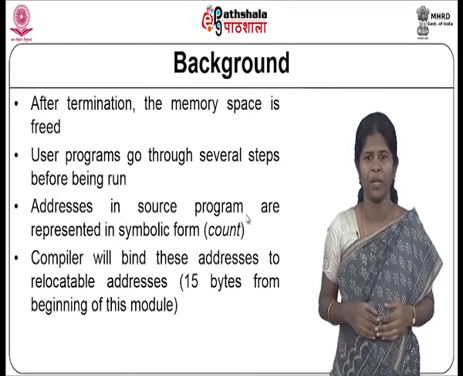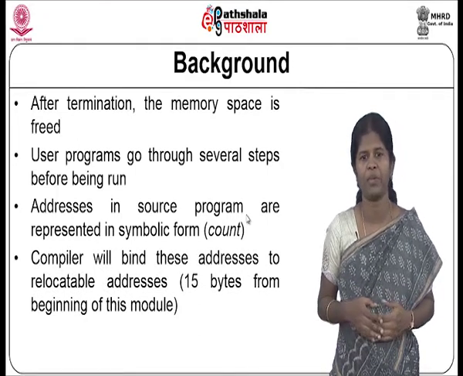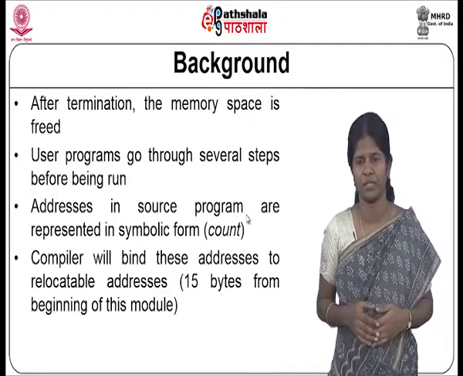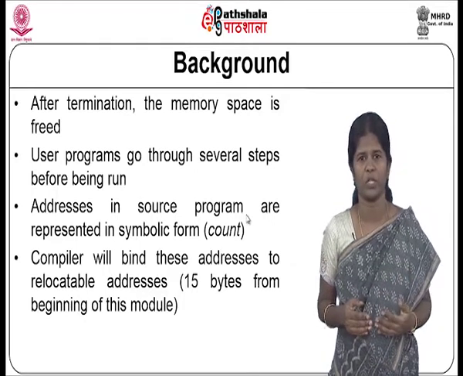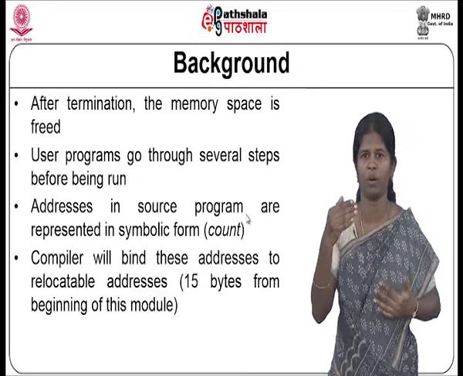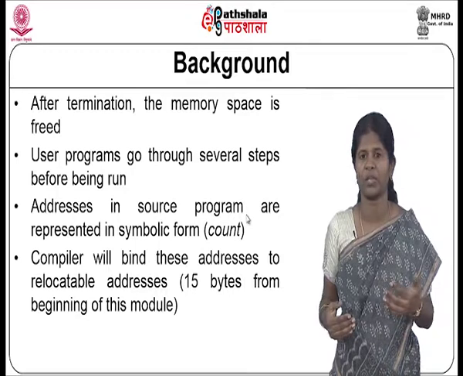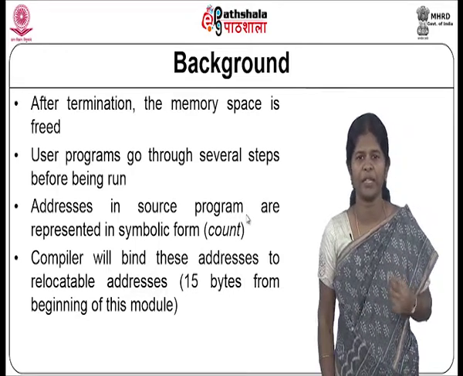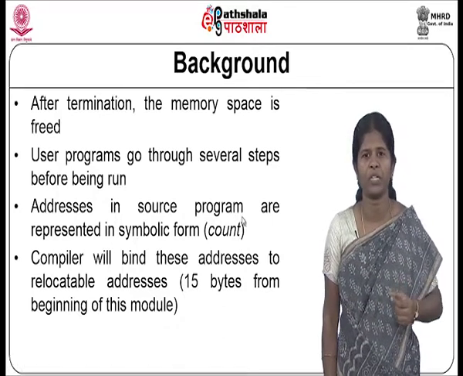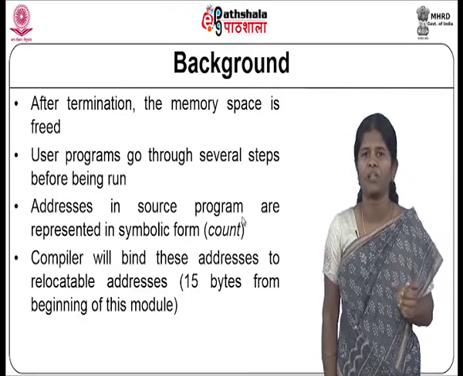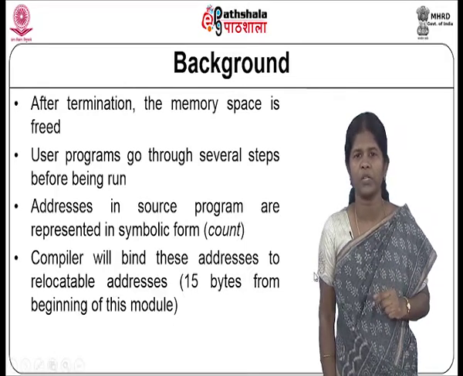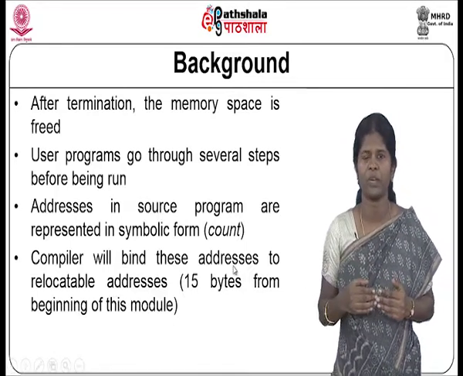Now the compiler will compile this program, and these symbolic addresses will be converted into relocatable addresses. For example, if you have a process, then any address will be from 0 to some maximum for that process, and any address, say count, which is given in symbolic form in the source program, will be converted into some number saying that it corresponds to an address, say 15 bytes from the beginning of this module. The first address for that particular process will be 0.